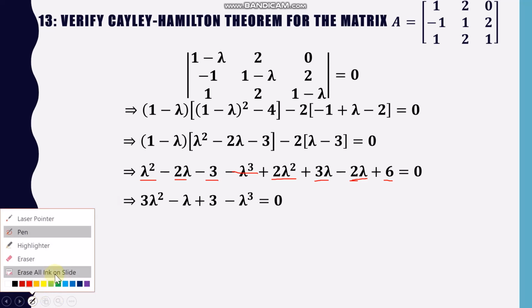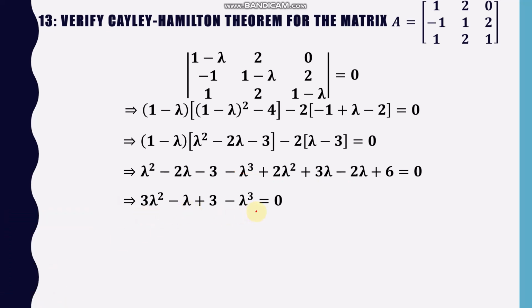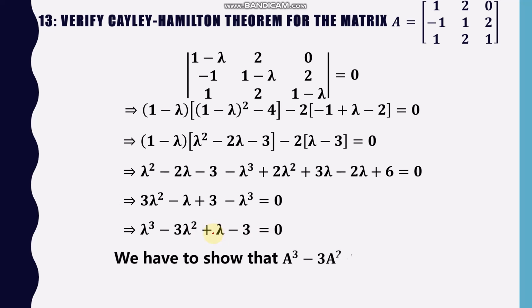Now let's write this equation in a good form. So we can write this equation as lambda cube minus 3 lambda square plus lambda minus 3 equal to 0. Now we have to show that this equation is satisfied by the matrix A. That means I have to show A cube minus 3A square plus A minus 3 times the identity matrix is equal to 0. We have to show this thing.